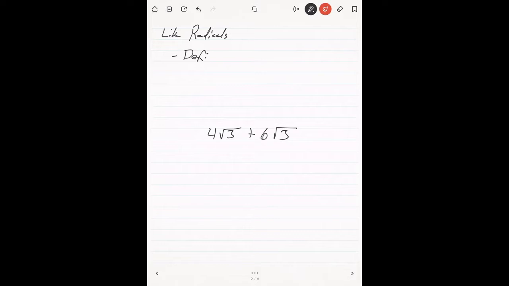So, like radicals, we're going to define as being radicals or radical expressions that have the same, that's important, they have the same index and radicands. So, like radicals are radical expressions that have the same index and the same radicands. So remember, the radicand is the interior value underneath the radical sign. And index is what type of root are you taking? Is it square root, cube root, fourth root, whatever?